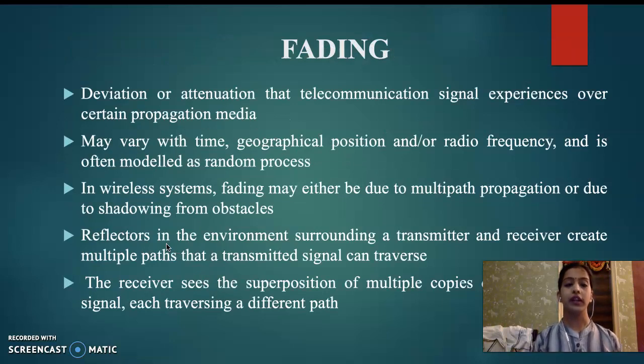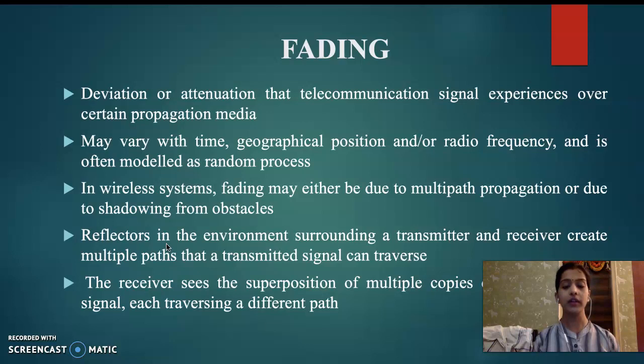Then what is fading? Deviation or attenuation that a telecommunication signal experiences over certain propagation media, that is fading. It may vary with time, geographical position or radio frequency and is often modeled as a random process. In a wireless system, fading may either be due to multipath propagation or due to shadowing from obstacles.